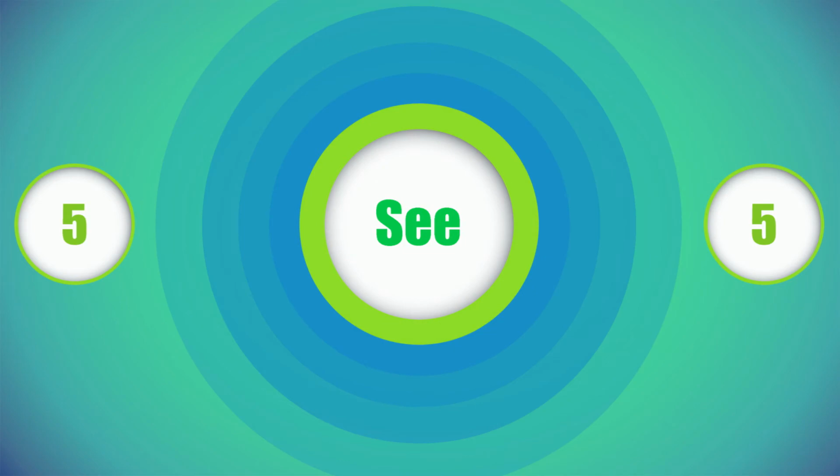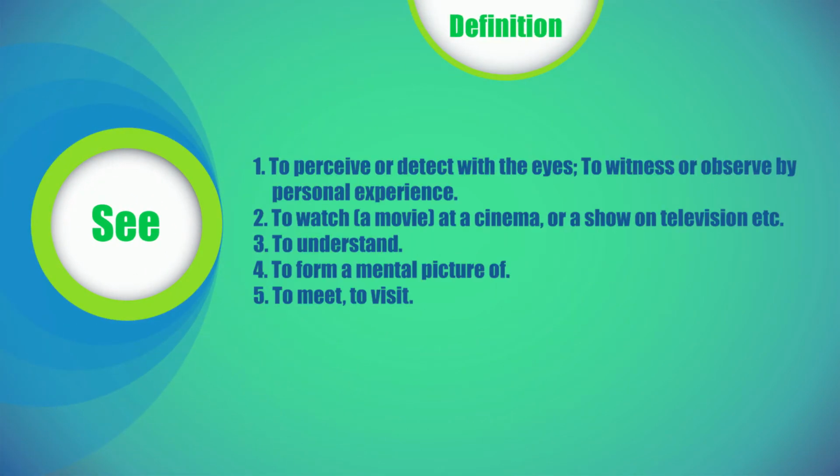The fifth most used verb is see. It has multiple meanings, some of which are as follows. 1. To perceive or detect with the eyes, to witness or observe by personal experience. 2. To watch a movie at a cinema, or a show on television, etc. 3. To understand. 4. To form a mental picture of. 5. To meet, to visit.